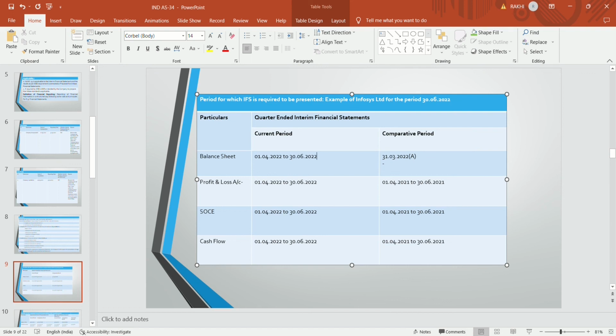The statement of change in equity will be for the same period, from 1st April to 30th June, and the comparative figure will be last year's figure for that quarter, April 21 to June 21. The cash flow will be April 22 to June 22, and the comparative figure will be April 21 to June 21. Only in the balance sheet, the comparative figure will be the last audited balance sheet, last year's, meaning 31st March 2020.